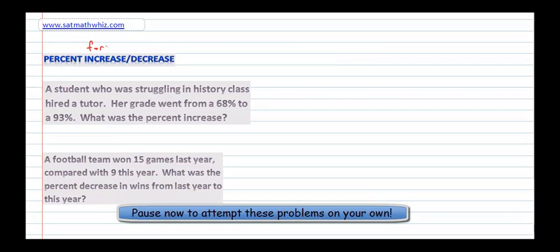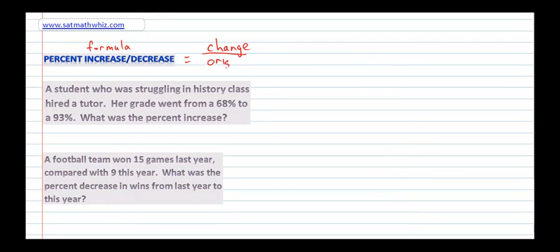Percent increase and decrease. The formula for percent increase and decrease is equal to the change over the original. Whether it's an increase or decrease really doesn't matter too much. A student who was struggling in history class hired a tutor. Her grade went from 68% to 93%. What was their percent increase?